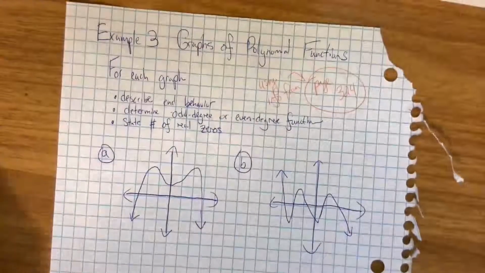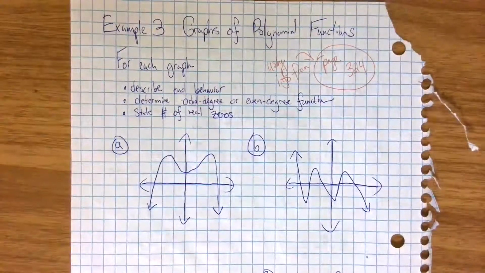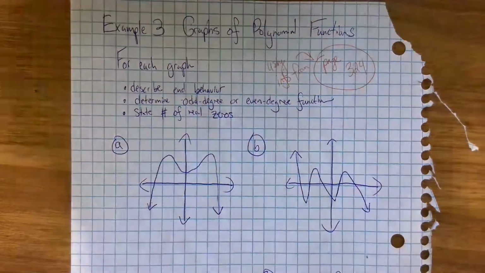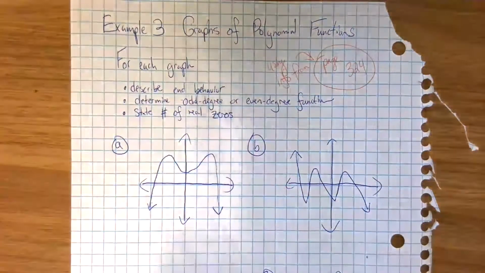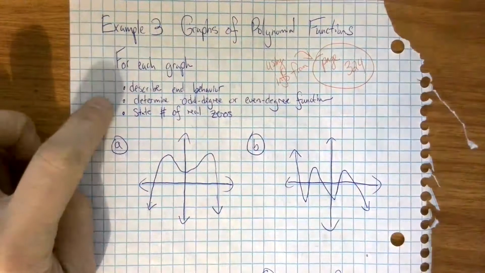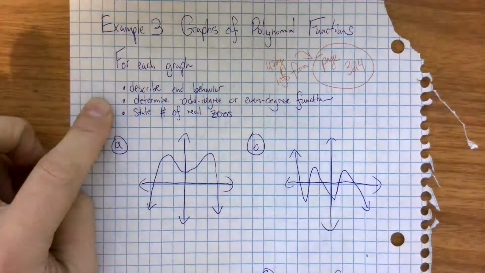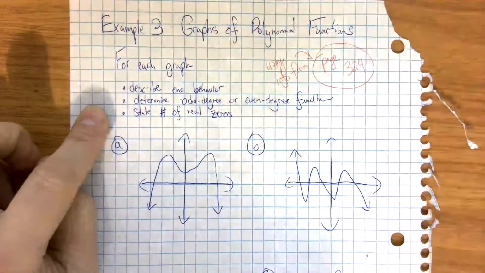Hey everybody, welcome to the exciting conclusion of the review of section 5-3, polynomial functions. So the last thing we're going to talk about here is to look at a graph and describe its end behavior, determine whether it is an odd degree or even degree function, and also to state the number of real zeros.